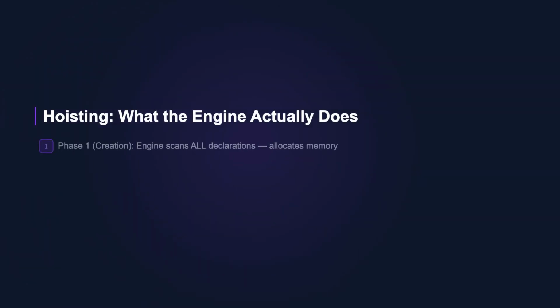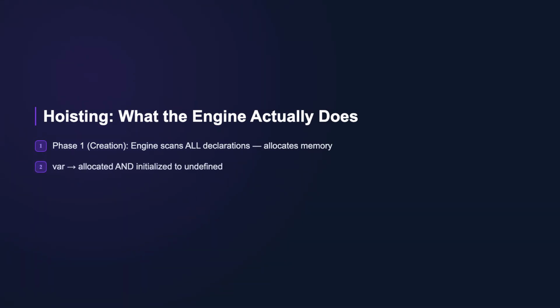Now let's get into hoisting. And I mean what the engine actually does, not the simplified version. JavaScript executes in 2 phases. Phase 1 is the creation phase. The engine scans your entire scope, not the whole file, just the current scope, and finds every declaration. For var, it allocates memory and immediately initializes the variable to undefined. For let and const, it allocates memory but does not initialize. The variable exists in memory but is in an uninitialized state.